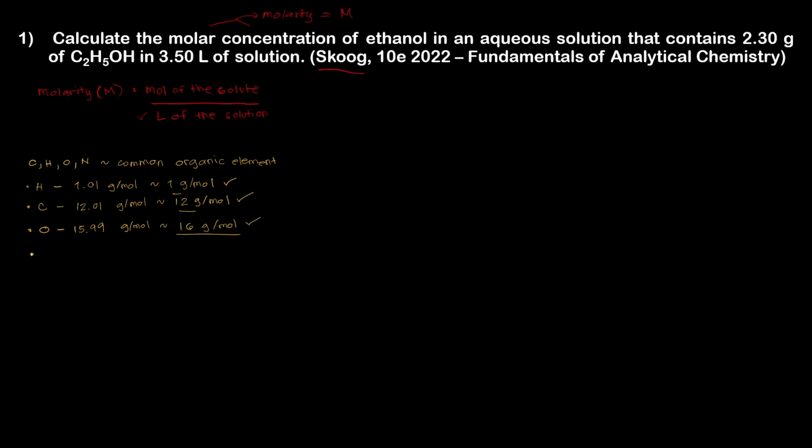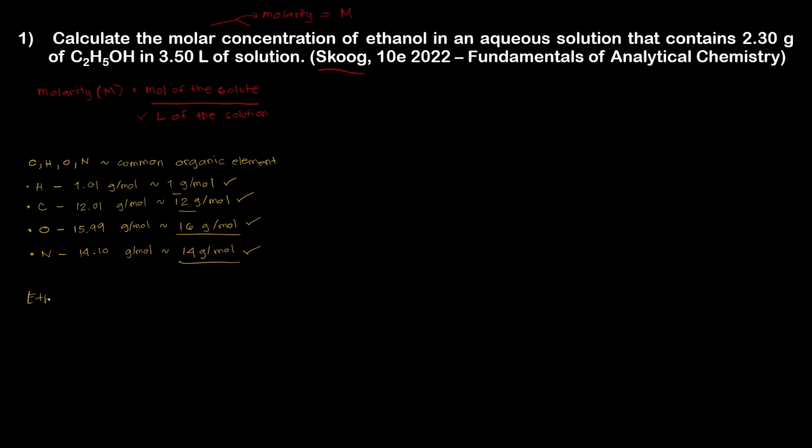And last would be nitrogen. Nitrogen is not in the problem, but let's just memorize it for the sake of it. So nitrogen is 14.01, I think, grams per mole. These are approximate, okay? Or it can be just simply 14 grams per mole. So you can memorize this instead of looking back and forth into your periodic table. So now that you're familiarized with this, we can solve for the molar mass of ethanol.